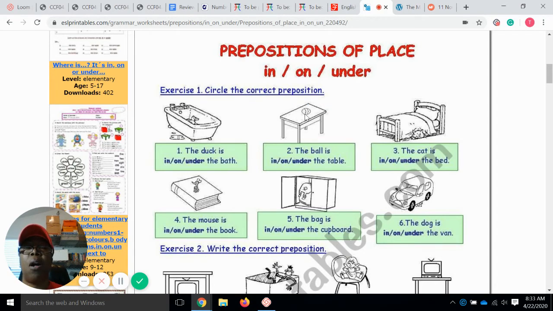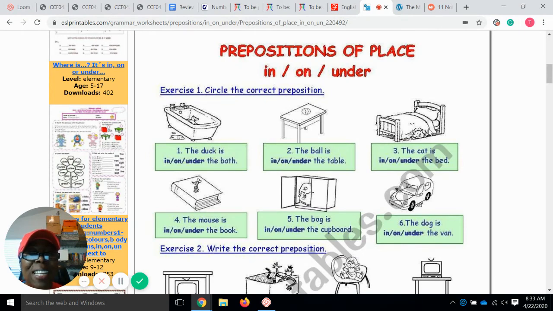Where is the duck? The duck is in the bath, in the bathtub. Where is the ball? The ball is on the table. The ball is on the table. Where is the cat? There he is, right there.